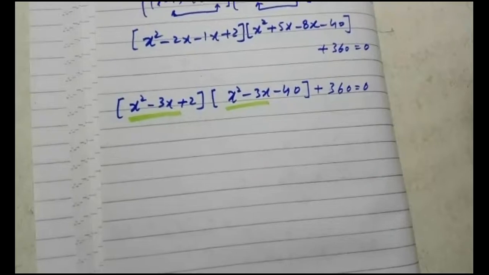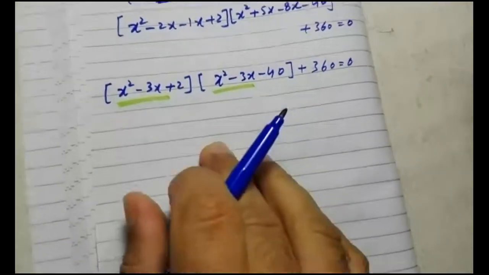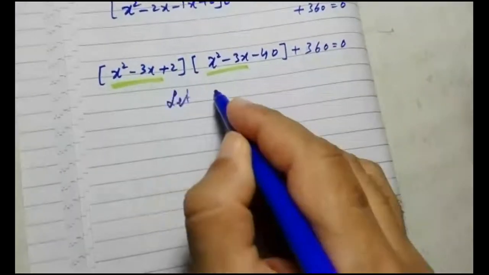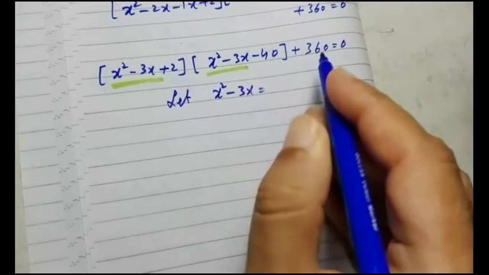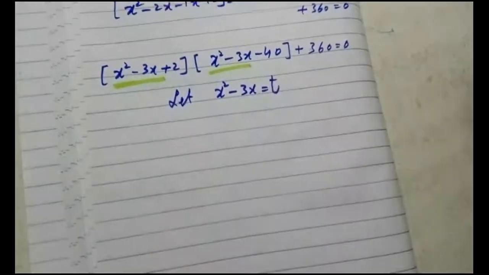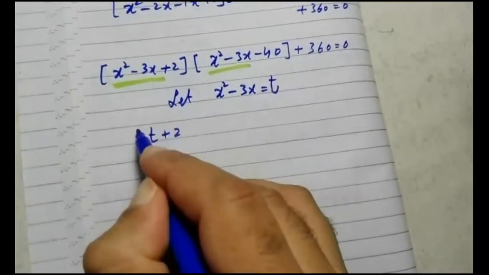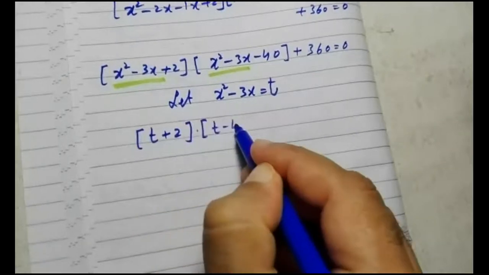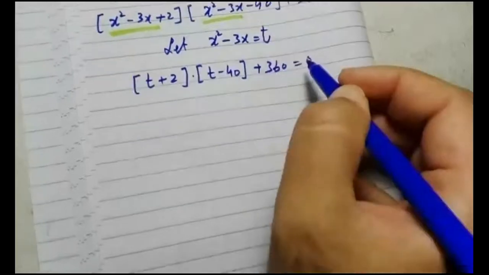So the first task is that you have to convert this expression into the quadratic form. How would you do it? You will substitute this similar part, x square minus 3x, with, for example, some variable t. And you will write it in both the brackets: (t plus 2)(t minus 40) plus 360 equals 0. So you will simplify them.